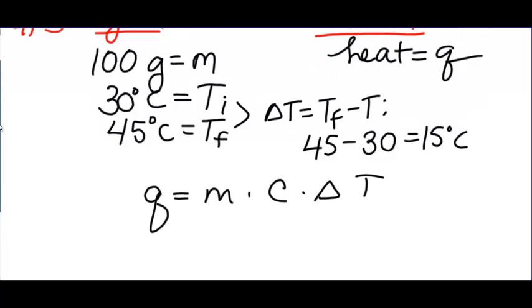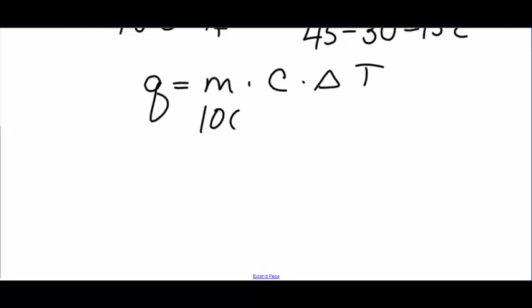I have M, what was it, 100? I have short-term memory here. C, since it's water, I can go to table B and look it up. 4.18, and my delta T is 15. So now all you do is take 100 times 4.18 times 15. And what do you get when you do that? Choice D? 6,200, or some number close to that.